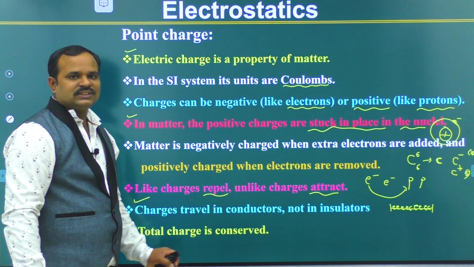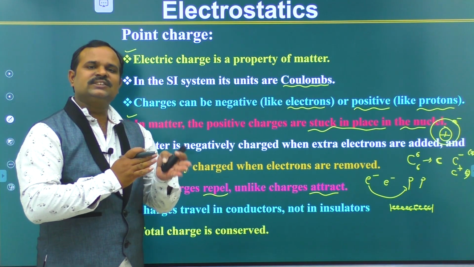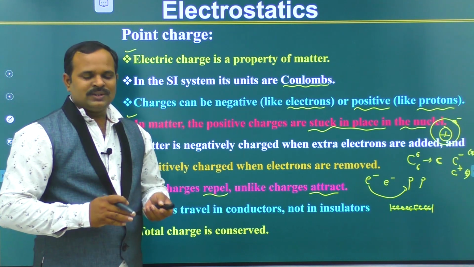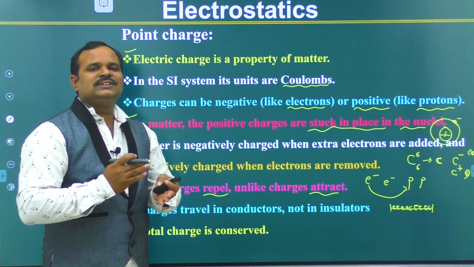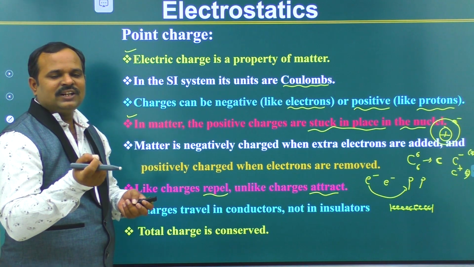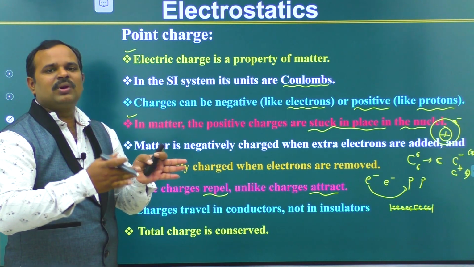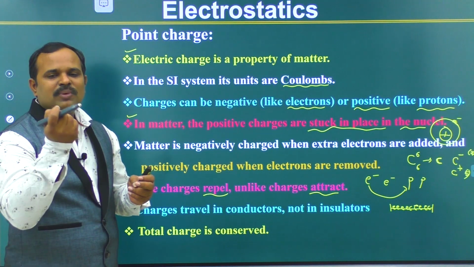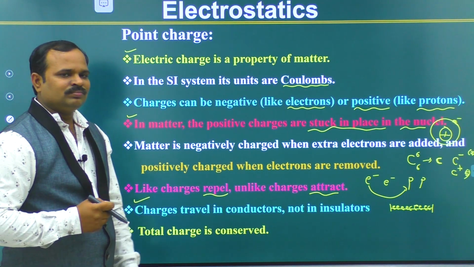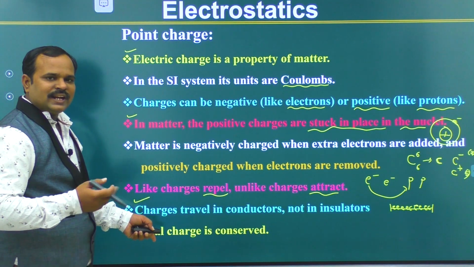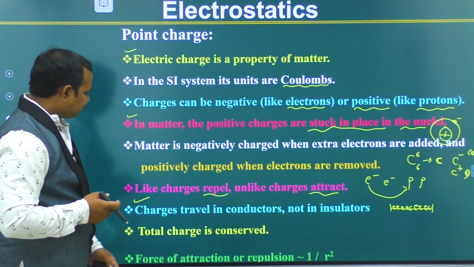Total charge is conserved. This is an important point. The total charge existing in the universe is conserved. That means the total charge in the universe can be represented in terms of integral multiples of a small quantity. That small quantity is called the charge of an electron. So we'll discuss this in the next slide, in more detail.